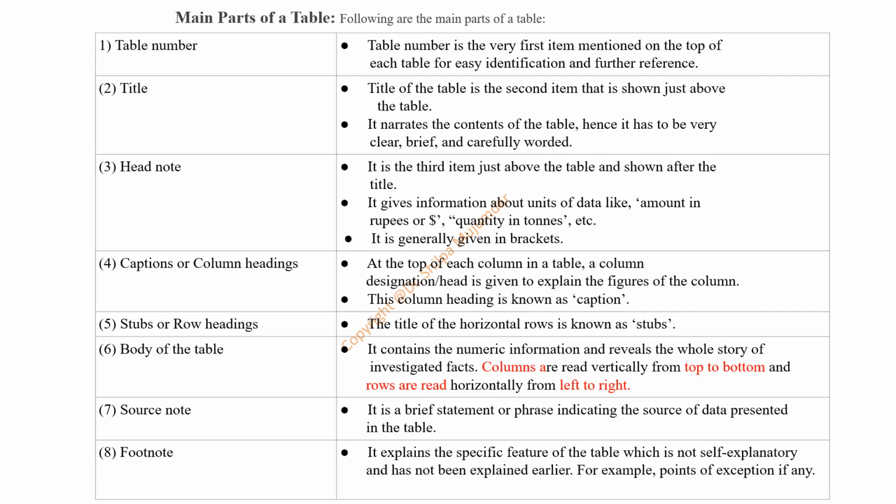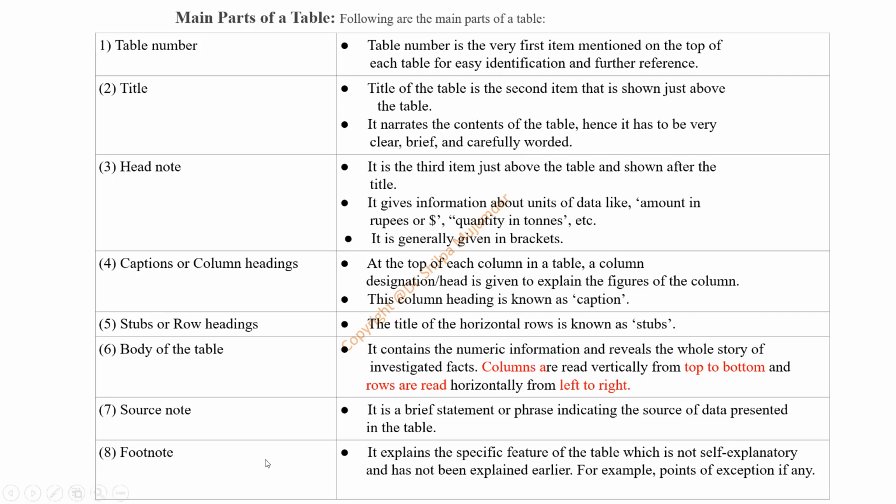And whenever you want to read the data in the row, you always have to read it from left to right. Then the source note is a brief statement. Always after or below the table, you can write a note. By giving an asterisk, you can write a note with extra information, a brief statement or phrase which indicates the source of data presented in the table. And even the font size for that note should be smaller than the content you have added into the table.